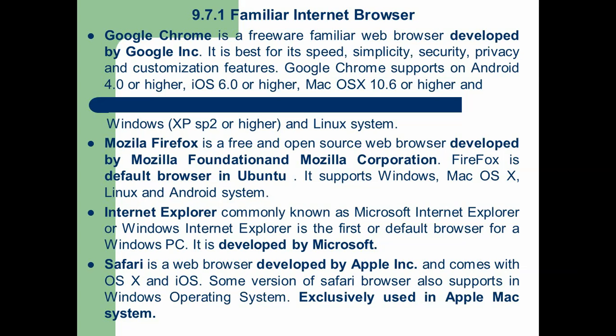The fourth one is Safari. It is a web browser developed by Apple Incorporation and comes with OS X operating system and iOS. That is, it is available in all Apple phones as a default browser. Some versions of Safari browsers also support the Windows operating system. These browsers are exclusively developed for Apple Mac systems.